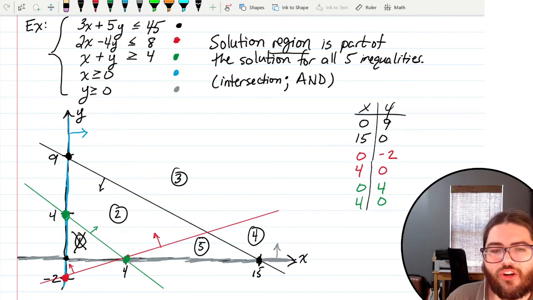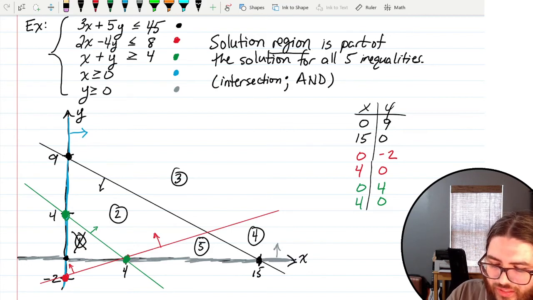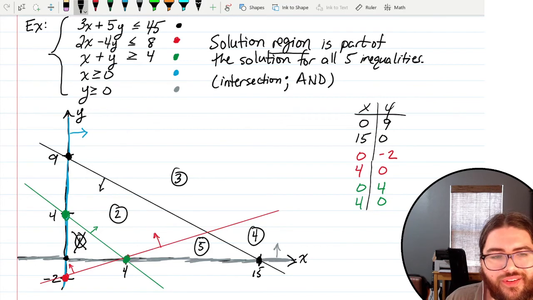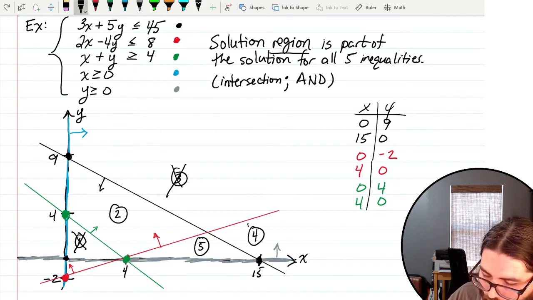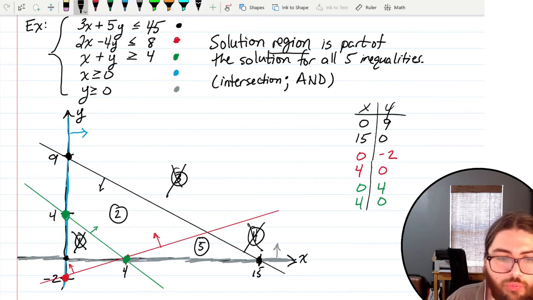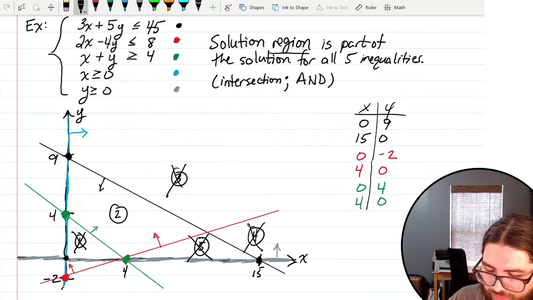Because now that I've got all the arrows on my graph, where do all the arrows point? They don't point to region 3, right? Because the black arrow doesn't point towards region 3. As long as any of the arrows don't point to that region, you can eliminate it. They don't point towards region 4 because the red arrow does not point towards region 4. They don't point towards region 5 because the red arrow does not point towards region 5. That leaves only one region which remains.